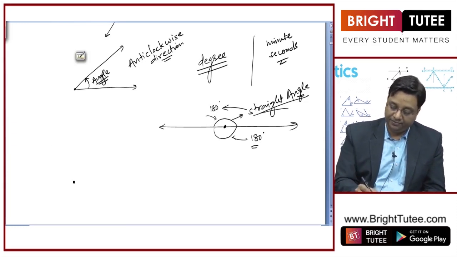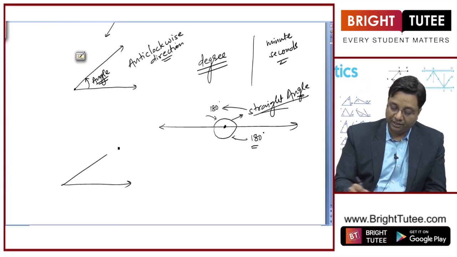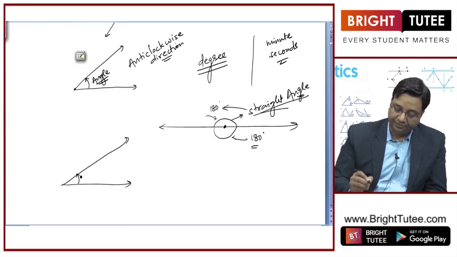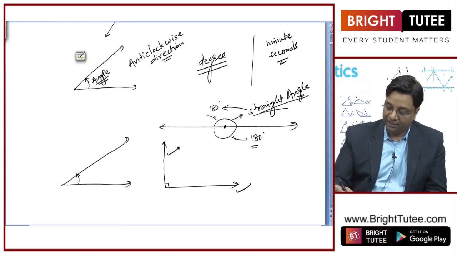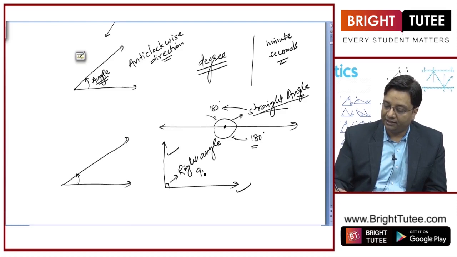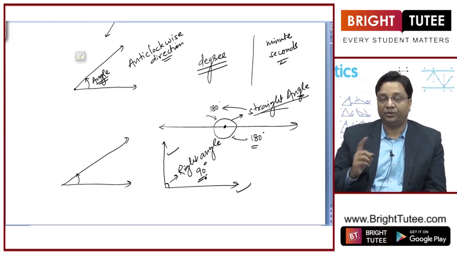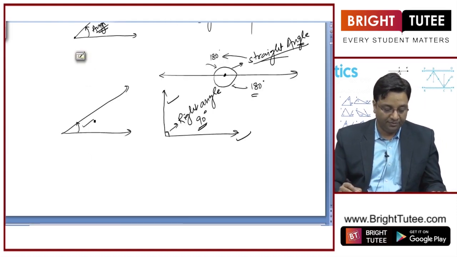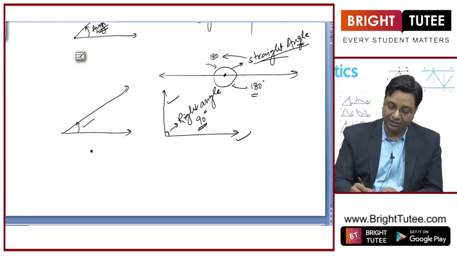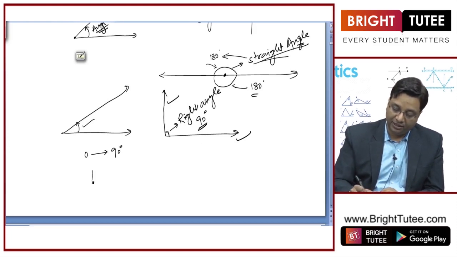So, let us discuss some more angles. If this line is perpendicular to this line, this angle is a right angle and it is 90 degrees. So a 90 degree angle is a right angle, and when the angle is between 0 and 90 degrees, that angle is known as an acute angle.